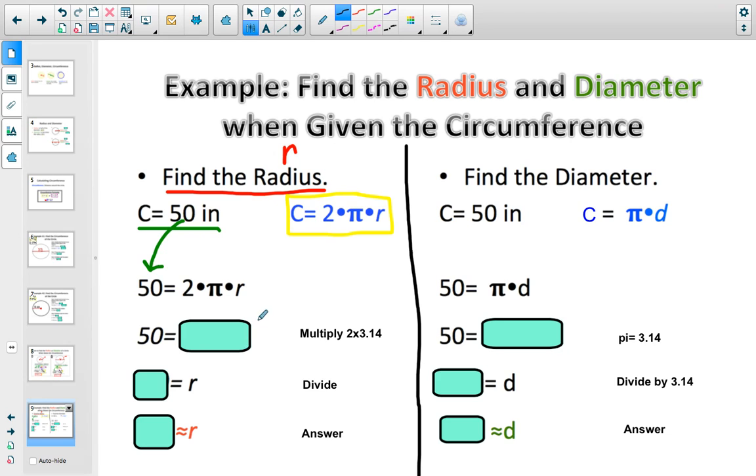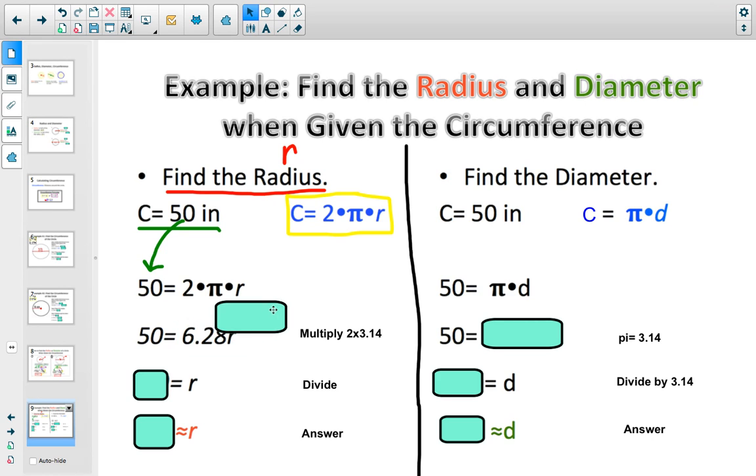Now let's solve. So the first step is you want to multiply 2 times pi, so 2 times 3.14, and you're going to get 6.28, and we're going to keep the r next to it, times r, because we're trying to solve for r. So again, I got 6.28 by multiplying 2 times pi. Now, this is a one-step equation. We want to get r by itself. So we have 6.28 times r.